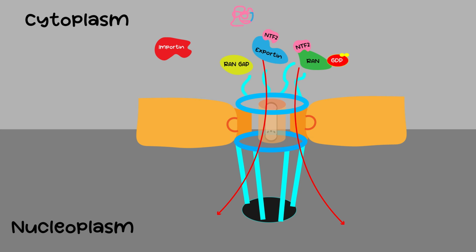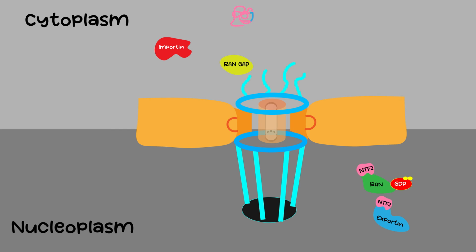Exportin and RAN GTP are recycled by the NTF2 protein, which transports them inside the nucleus again.